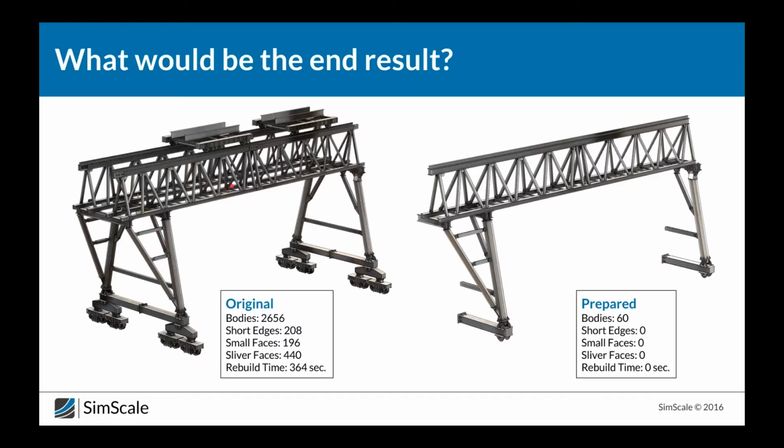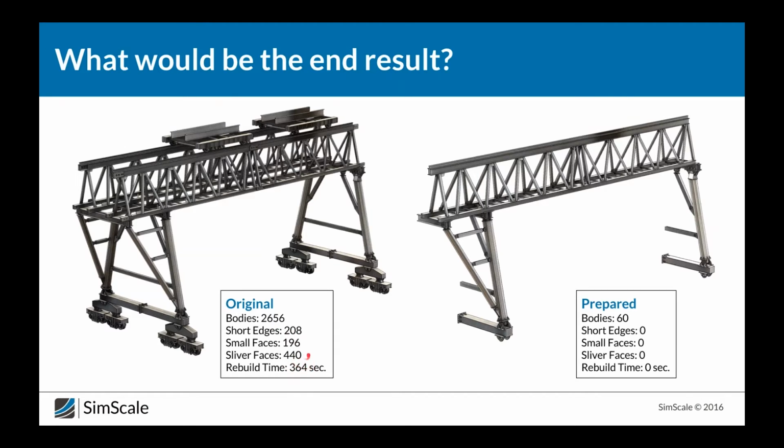So this is the original geometry that I started with, and this is the geometry I used for the simulation. And so what we're going to look at today is the process of getting from this to this. It started with over 2,500 individual bodies, and it has a number of potentially problematic geometry: 200 short edges, 200 small faces, over 400 sliver faces, and a really large rebuild time.